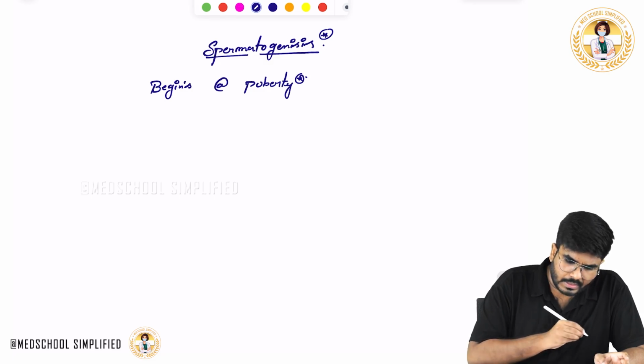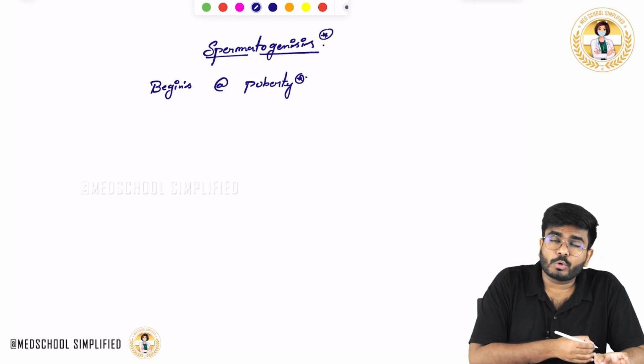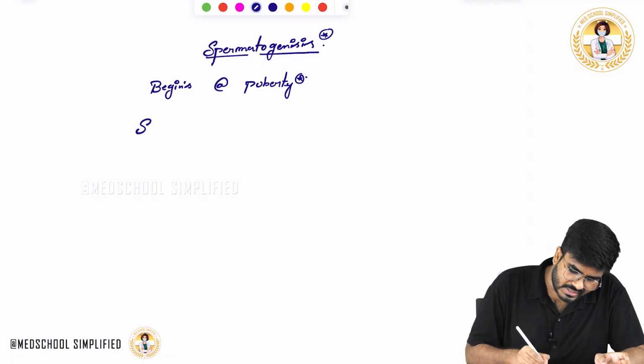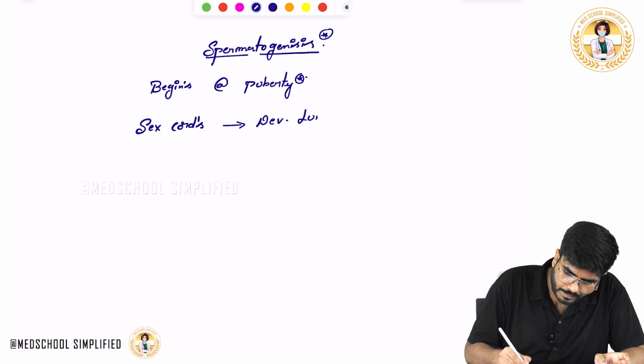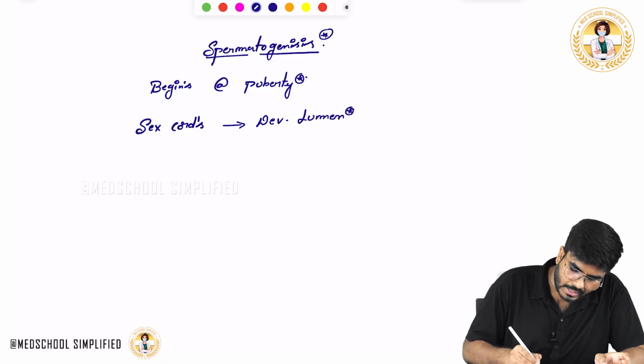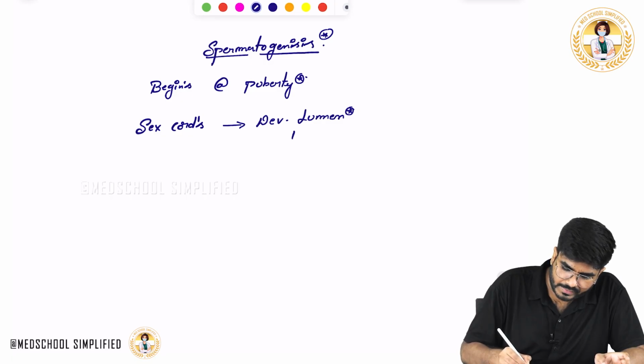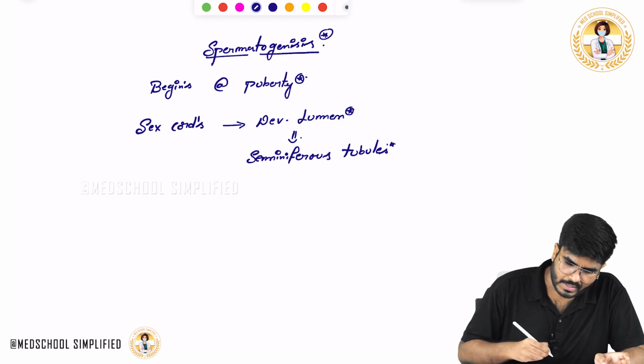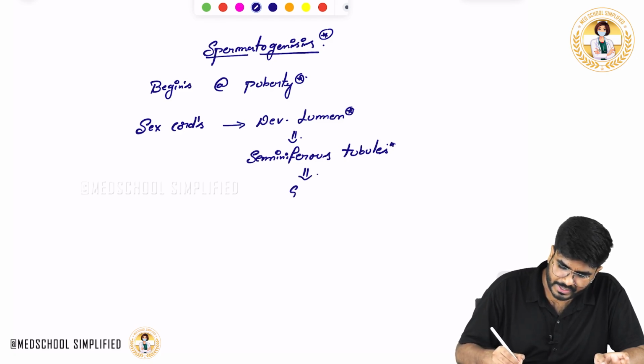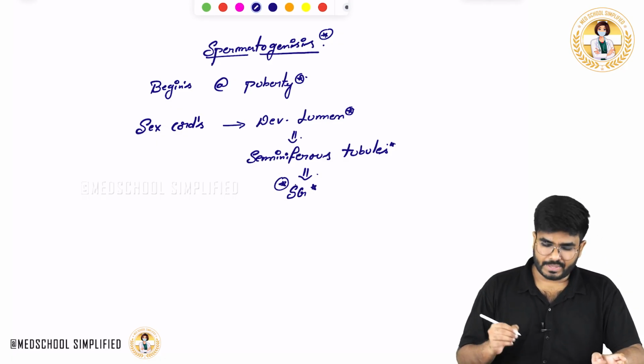Now what happens during puberty? What are the changes that are going to be seen during puberty? The sex cords in the testis develop a lumen. After developing the lumen, the same sex cords become seminiferous tubules. Within the seminiferous tubules, spermatogenesis is going to occur. In the seminiferous tubule lumen, spermatogenesis is happening.